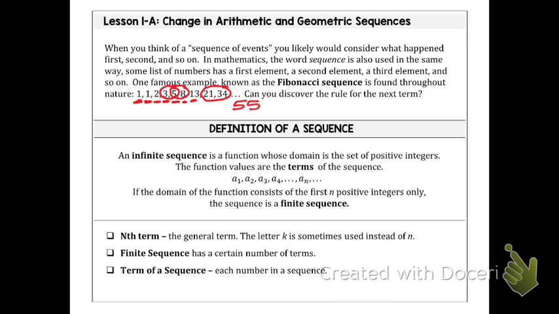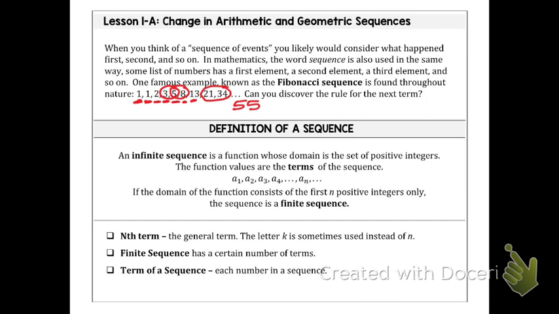All right, so definition of a sequence. It says an infinite sequence is a function whose domain is the set of positive integers. The function values are the terms of the sequence. So we have a sub 1, a sub 2, a sub 3, a sub 4, which is our first term, our second term, our third term, our fourth term. And it keeps going till we get to our nth term. And because it's infinite, it's going to keep going even after that. So that's why it's comma, dot, dot, dot.